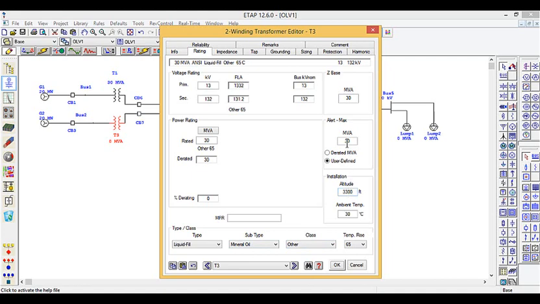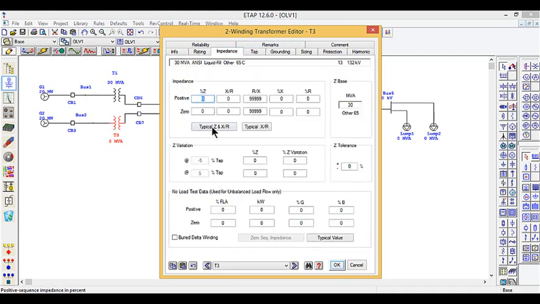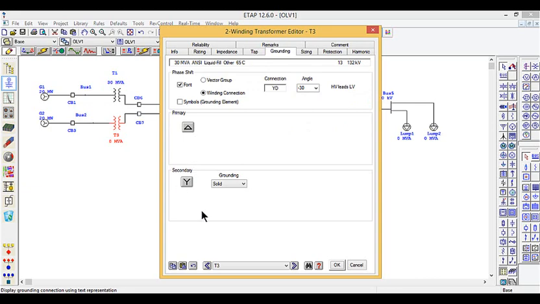Also we can specify the derated MVA of this generator transformer, that is, it was designed at 30 MVA rating. It is possible that at the moment this transformer is operating at a power rating below 30 MVA. Select typical impedance values and grounding as delta Y with a solid grounding.